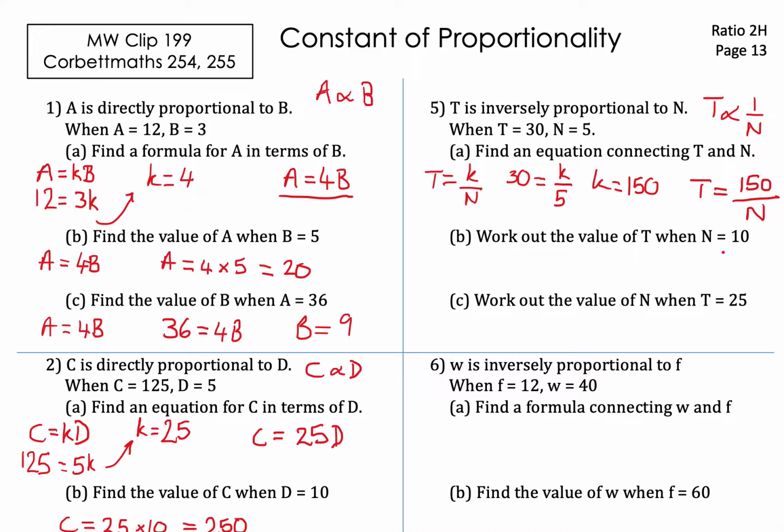Work out the value of T when n is 10, so substituting in 10 here. And that, of course, will give us 15. Work out the value of n when T is 25. n must be equal to 6.